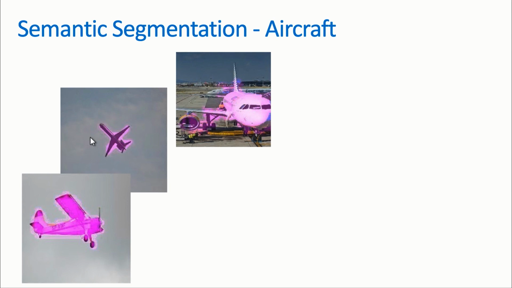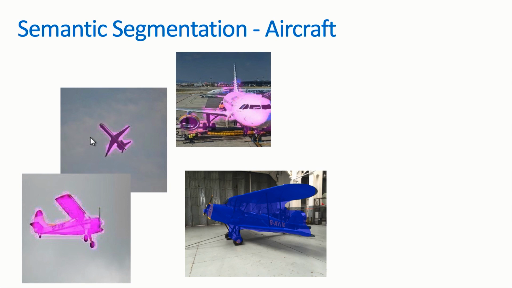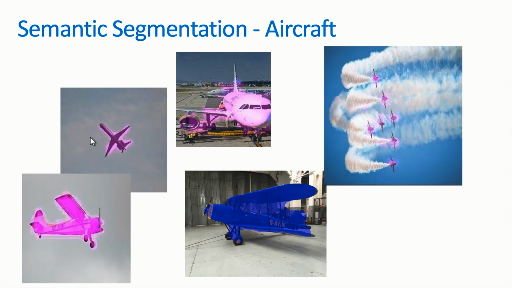Okay, what about a biplane? That works as well. That's also identified as a type of aircraft. Finally, it can also detect multiple aircraft even when they're on their side. Again, radically different shapes to the other successful detections. So you can see how powerful semantic segmentation is and how similar these algorithms operate to how we humans think about aircraft.